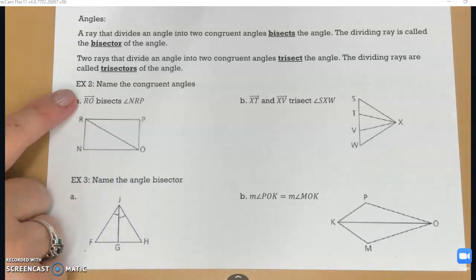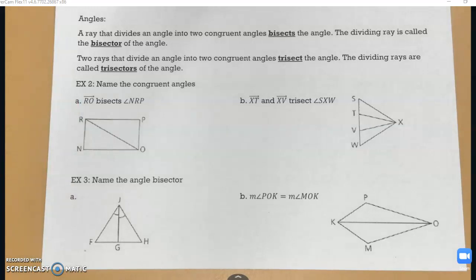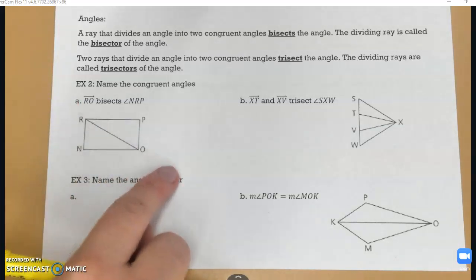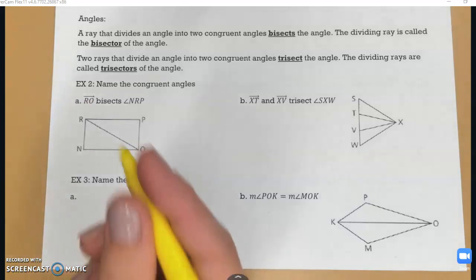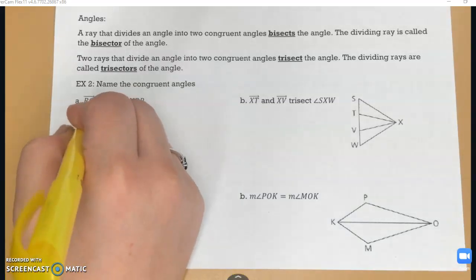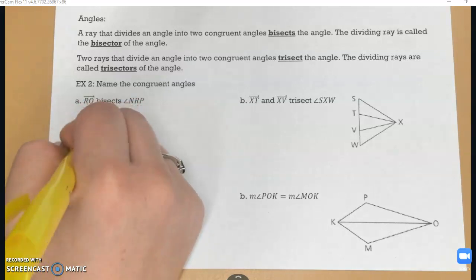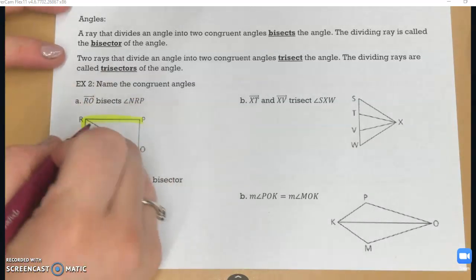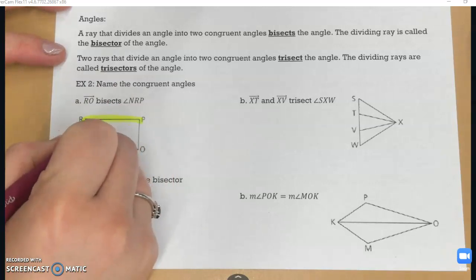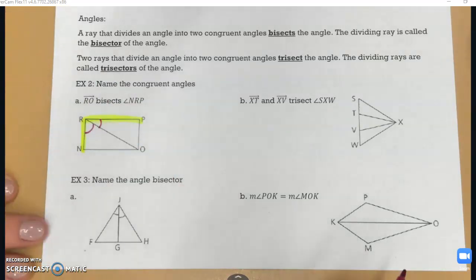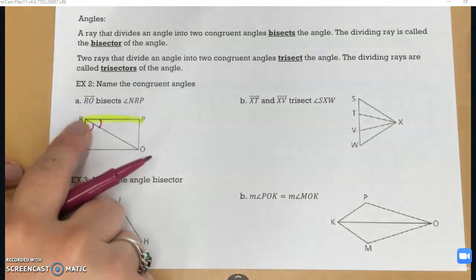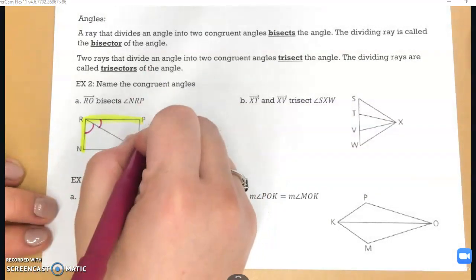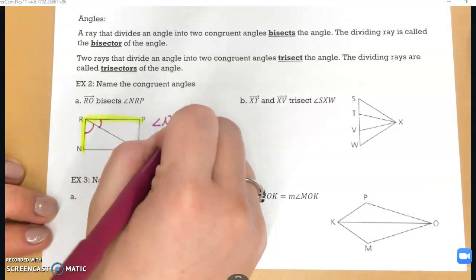On example 2, we are going to name the congruent angles from our given information. And on part A, we're told that ray RO bisects angle NRP, which is right here. So RO is splitting this angle in half, which means right here are my two congruent angles, and let's name them. That would be angle NRO and angle PRO. Those are my two congruent angles.